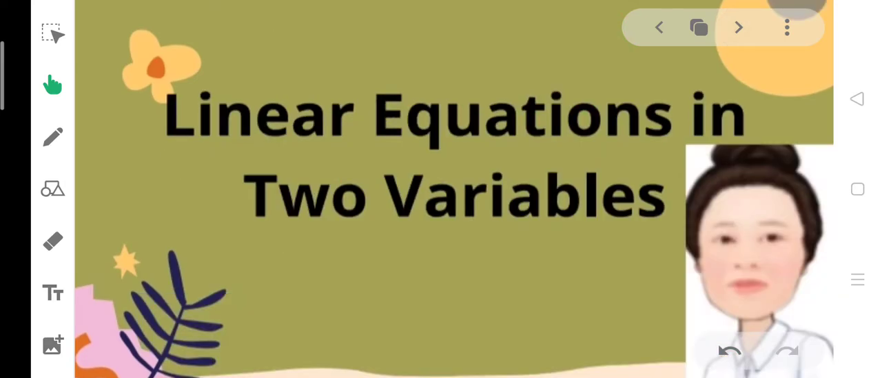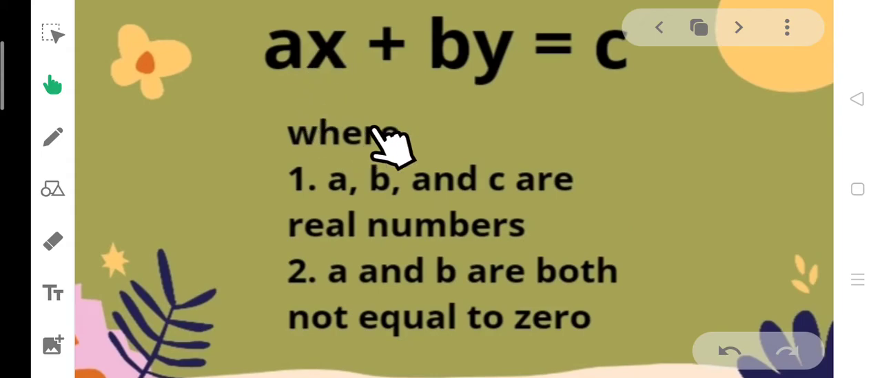Okay. Now, another use of the rectangular coordinate system is for us to illustrate linear equations in two variables. Now, what is this? The linear equation in two variables is of this form: ax plus by is equal to c, where a, b, and c are real numbers, and a and b are both not equal to 0.